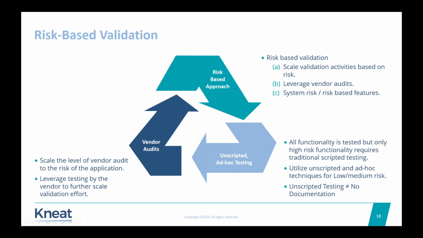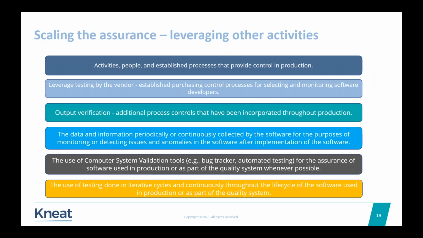Okay, so we'll just go through leveraging some of the other activities after this. So we're going to talk about scaling the assurance, which is leveraging other activities. So the first one is activities, people and established processes that provide control in production. Such activities include data integrity, software quality assurance process provided by other organization units. What has a vendor, for example, done for me?